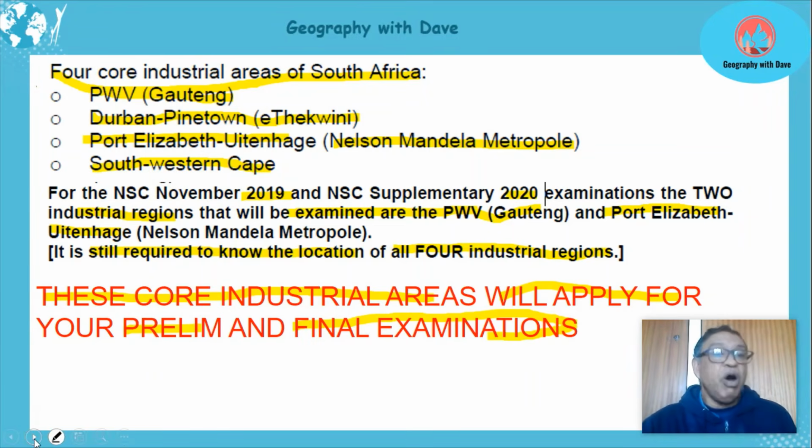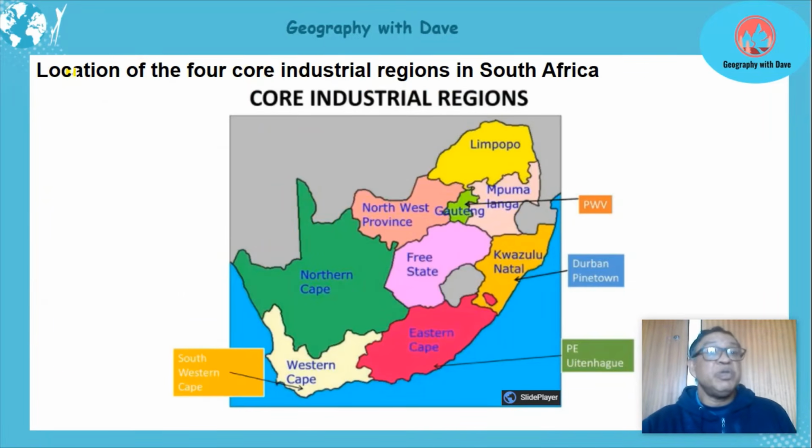Okay, let's go on. Now, we said we need to know the location of the four core industrial regions in South Africa. Now we have one which covers Gauteng down here. That's your one core industrial area that we are going to deal with in more detail. It's known as the Pretoria, Witwatersrand, Vereeniging core industrial area, also known as Gauteng, and in short, it's the PWV. Then in KwaZulu-Natal, around the region here, we have the Durban Pinetown core industrial region. And that's the second largest. And the third largest we have in the Western Cape, the Southwestern Cape core industrial region.